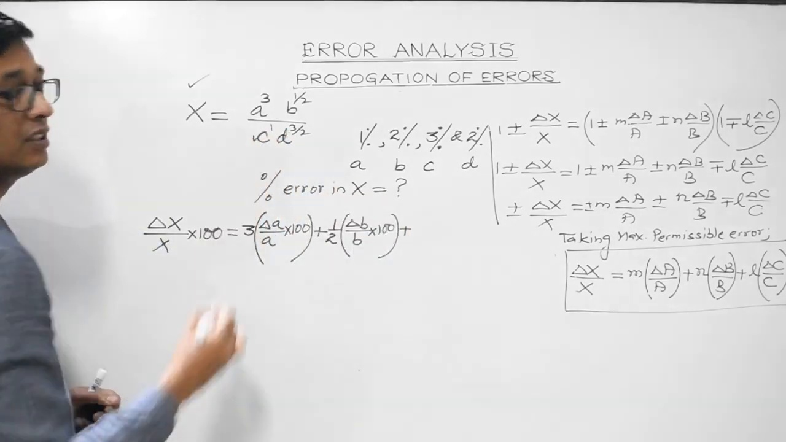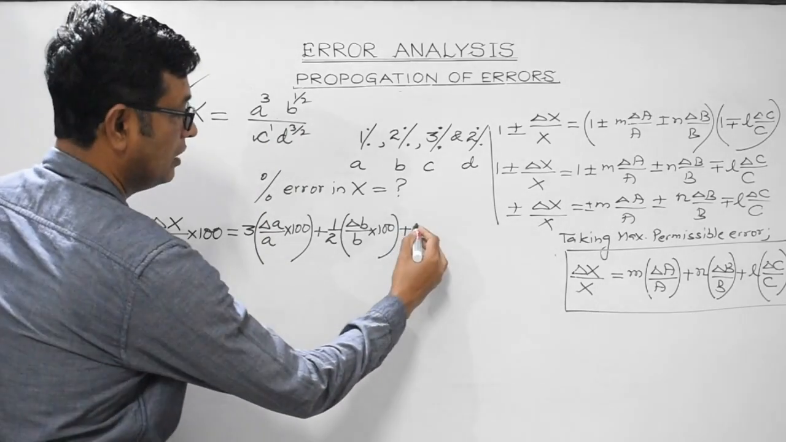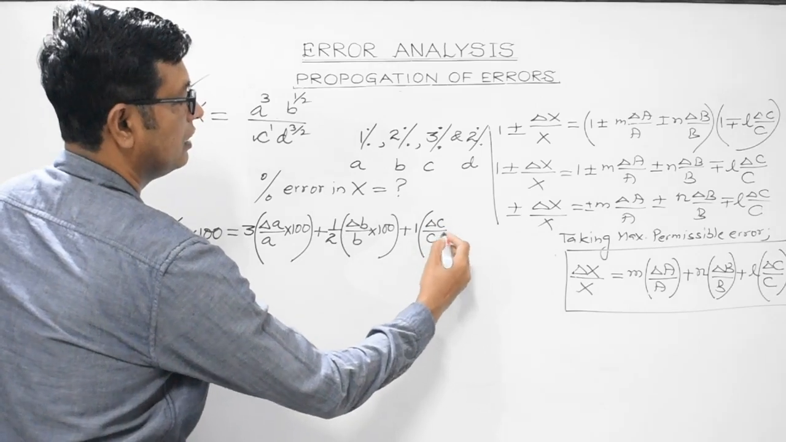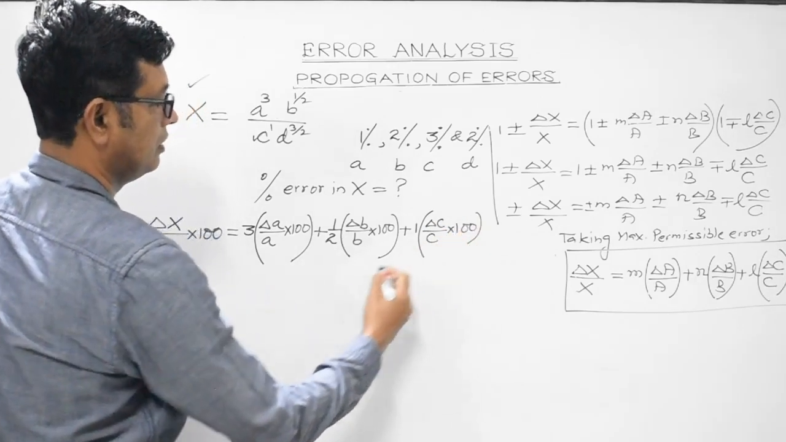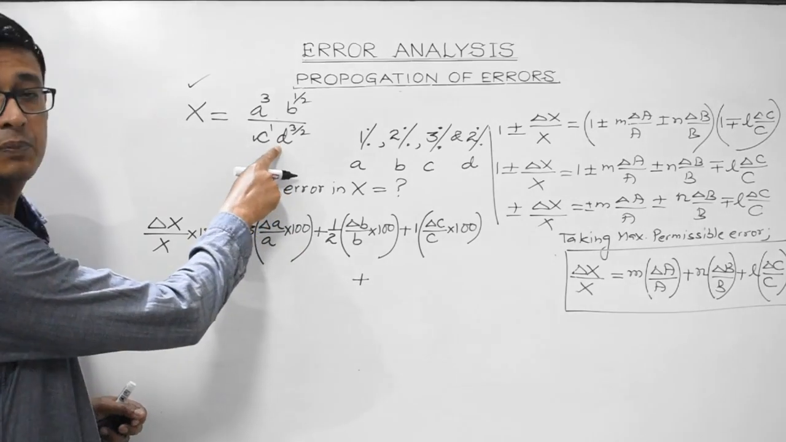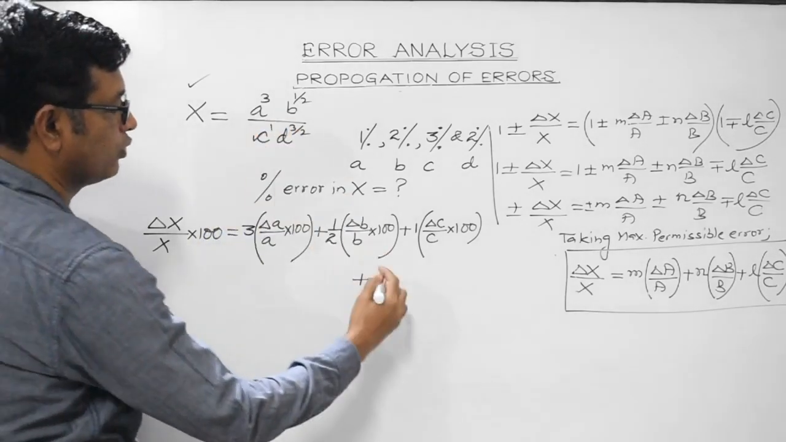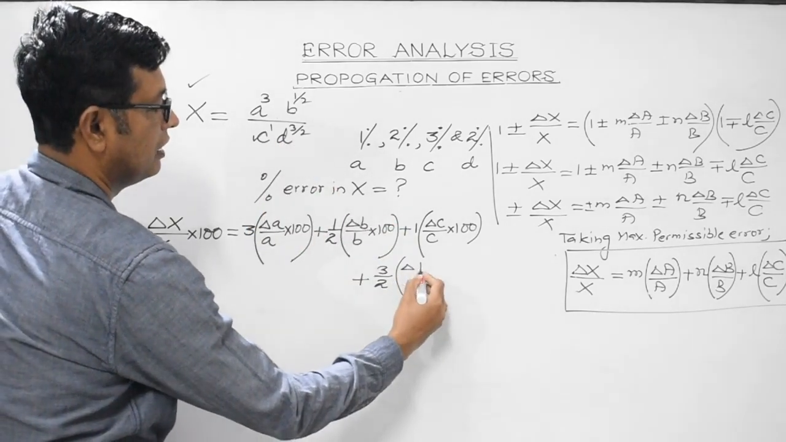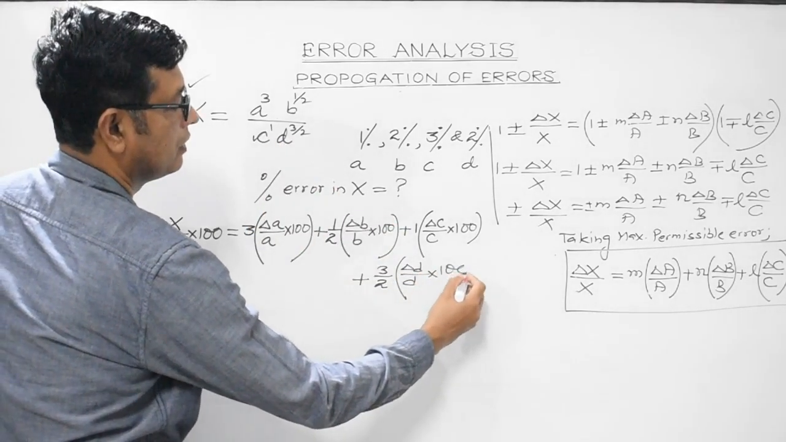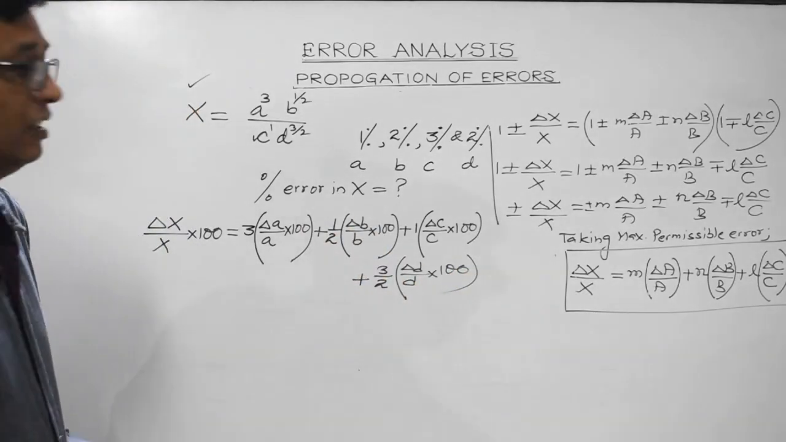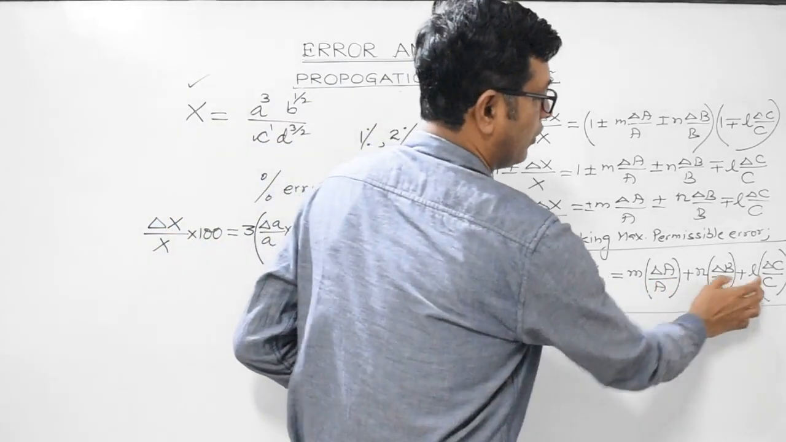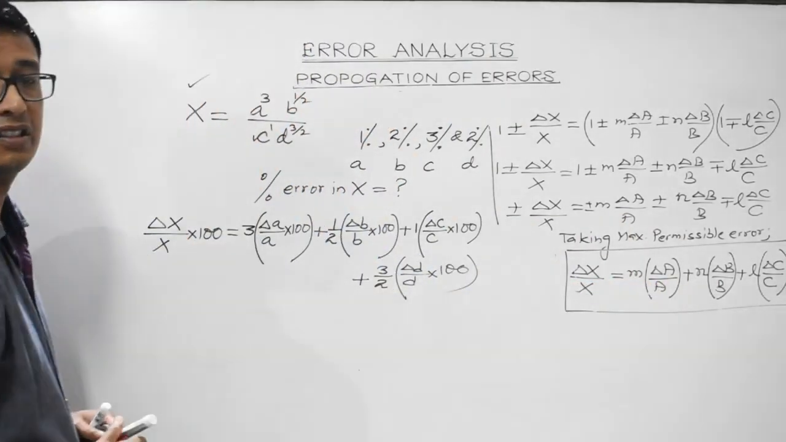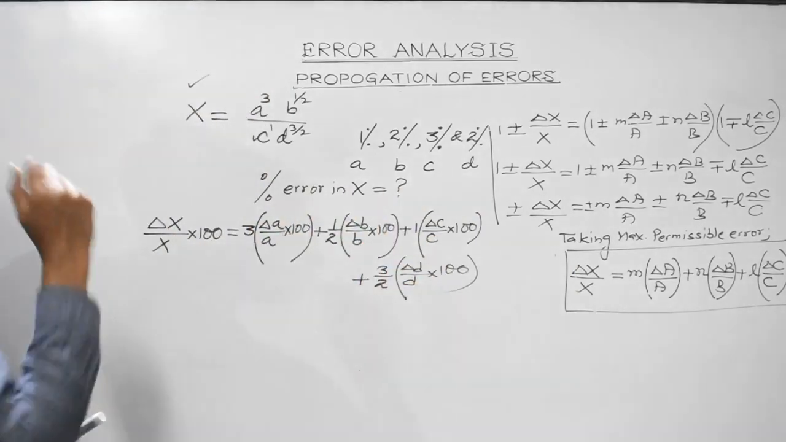Plus what is the power of C? That is 1. So it will be 1 times the maximum percent error in C, that is del C over C multiplied by 100. Plus what is the power of this measured quantity D? It is 3 by 2. So 3 by 2 times the maximum percent error in D, that is del D over D multiplied by 100. Clear? This is what we have obtained. This is how the errors are propagated in this case, isn't it? So we have made use of the same conclusion, right?